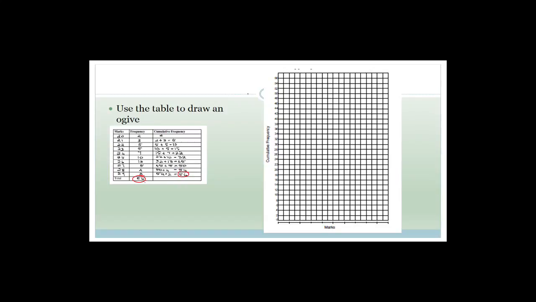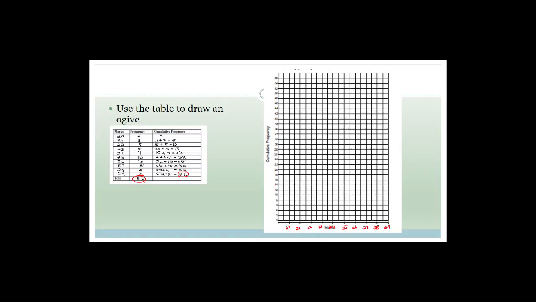Okay, so now the way we plot this is the cumulative frequency on one axis and the marks on the other. It doesn't have to start at zero. Let me just check what we got. So you can start over here at 20. Okay, so we've got 20, 21, 22, 23, 24, 25, 26, 27, 28, and 29.